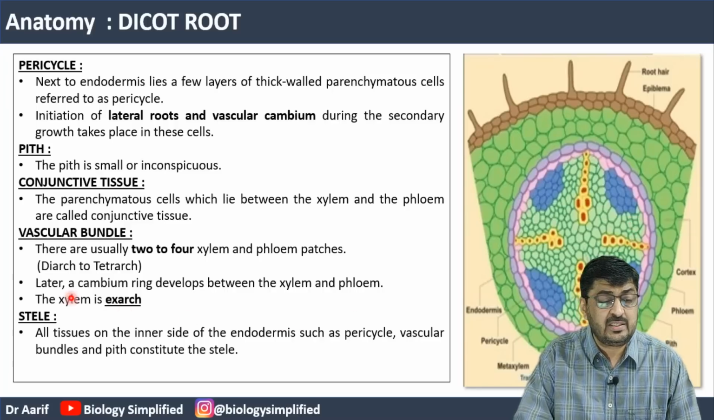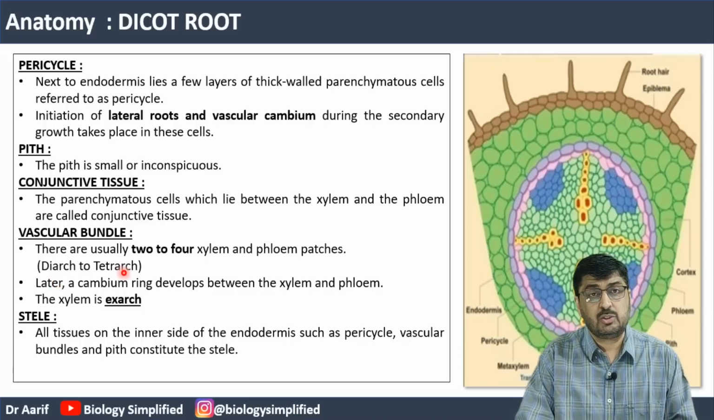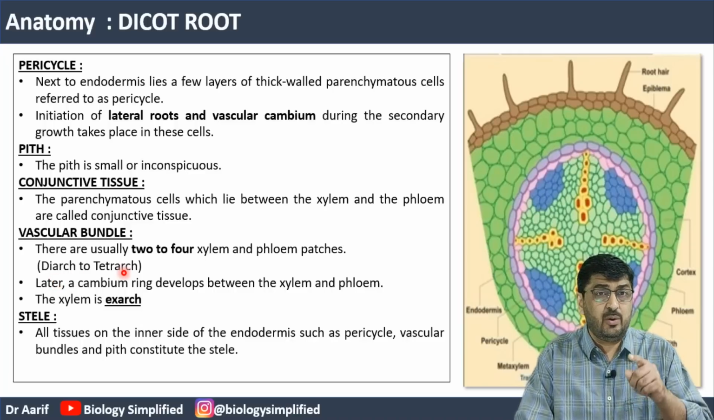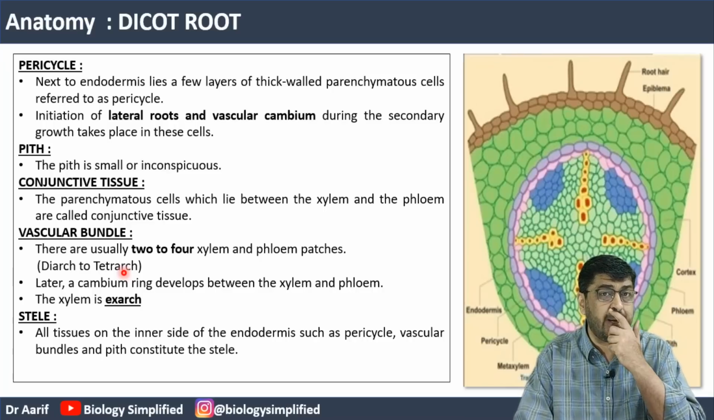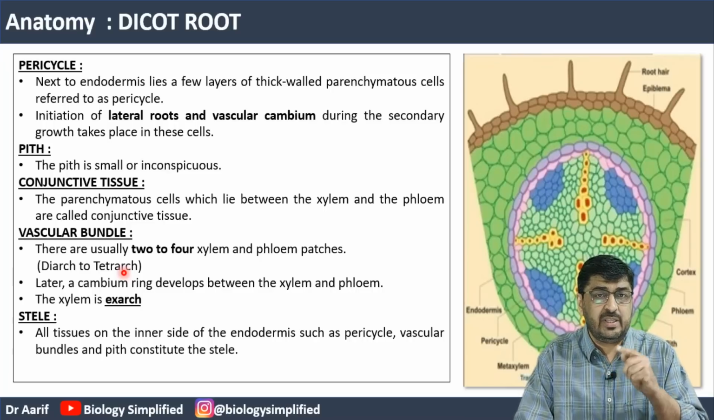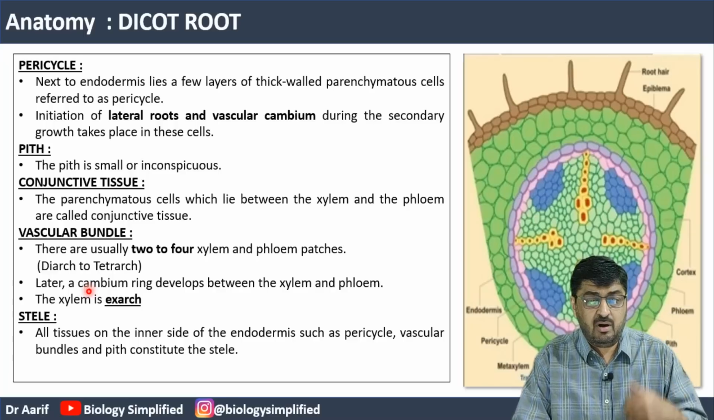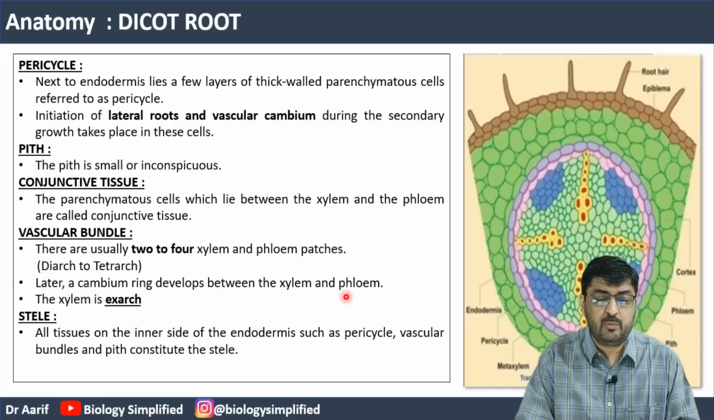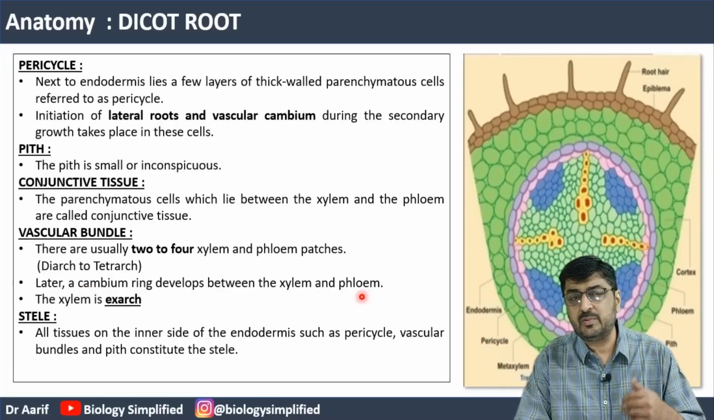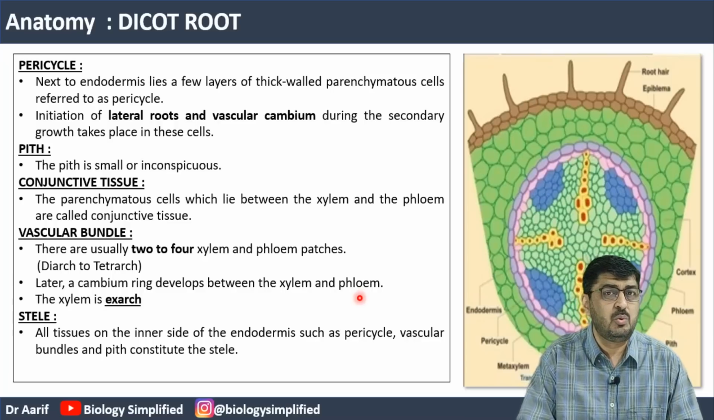So we say it is a diarch to a tetrarch. Mind you, in the notes it might be mentioned that it is 2 to 6, but the NCERT mentioned it is 2 to 4. So we will stick to that. Later, a ring of cambium will develop between xylem and phloem. Obviously, the purpose is going to be secondary growth in the root.